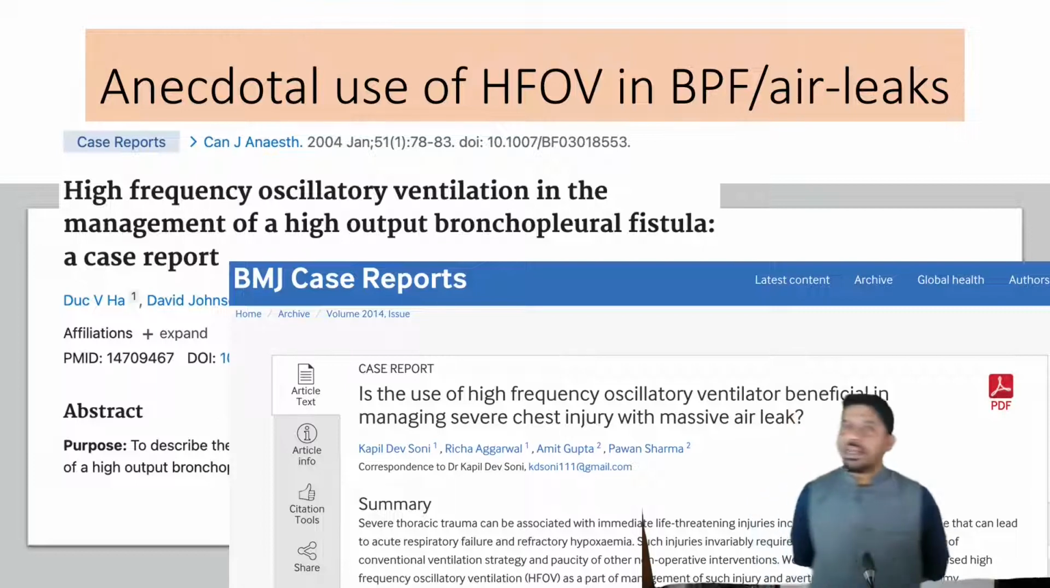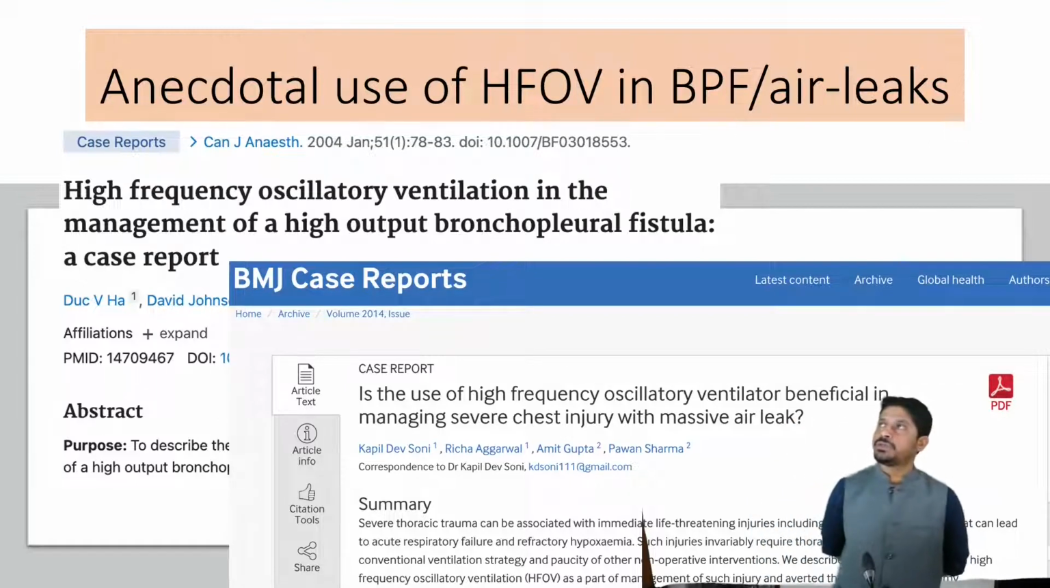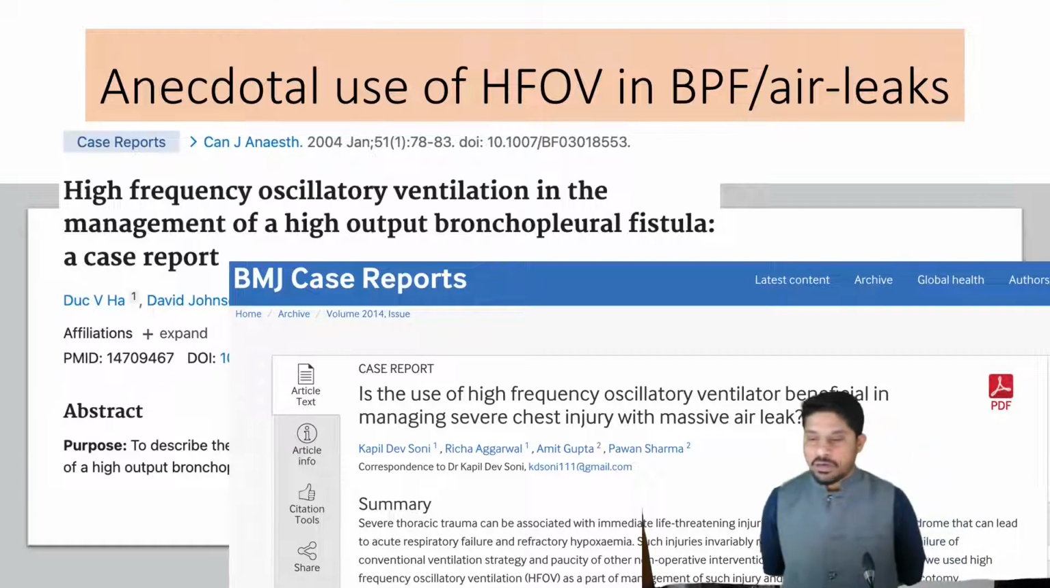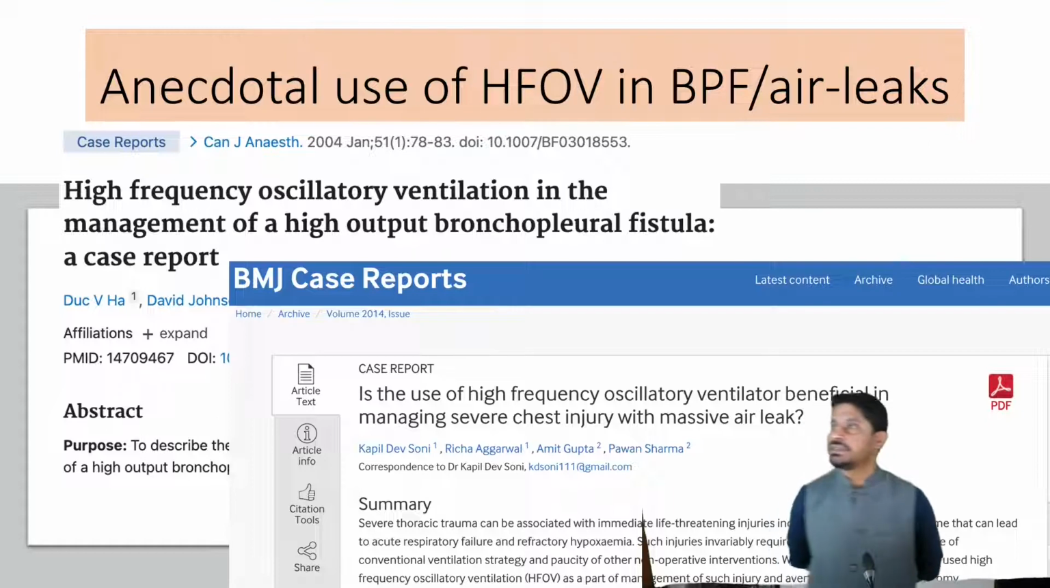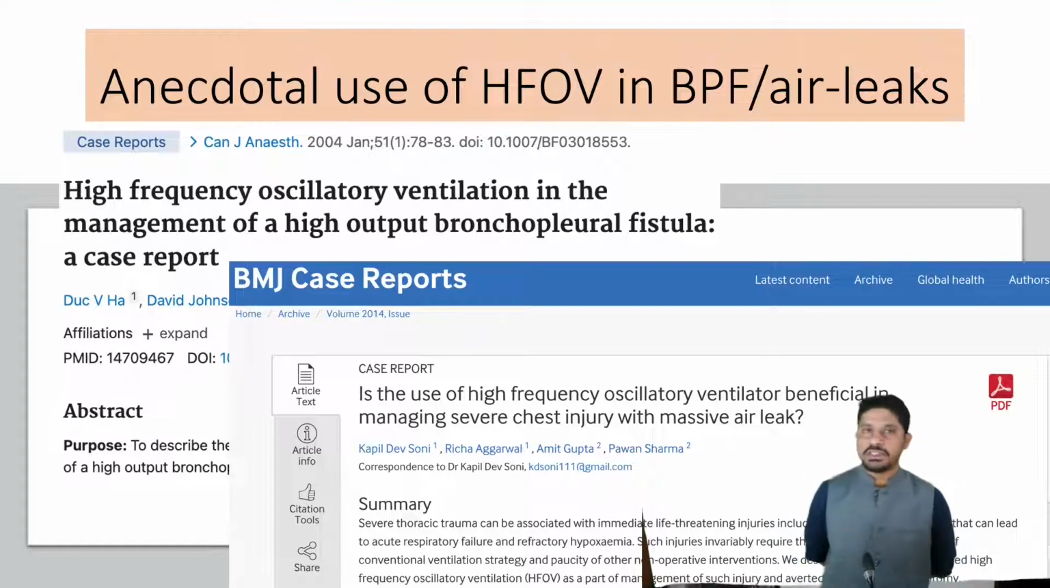So there have been a handful of case reports in which HFOV has been used for BPF air leaks. One of them is from our very own trauma center, where HFOV was used to treat a patient with chest injury and massive air leak.